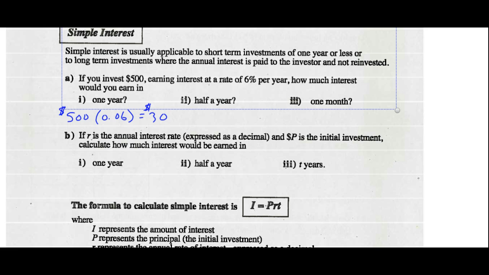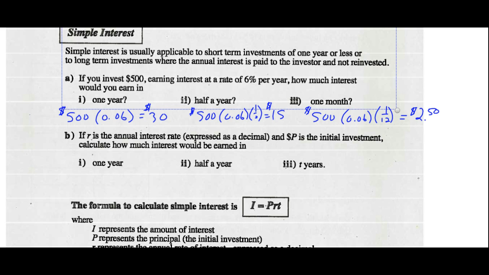How much in half a year then? Will be the same thing. 500 times 0.06, but now it's only for half a year, so you multiply that by a half. So that's going to give you $15. Now how about for 1 month? Well, again, you got $500 at 0.06 or 6% for 1/12 of a year, 1 month, or that's $2.50.